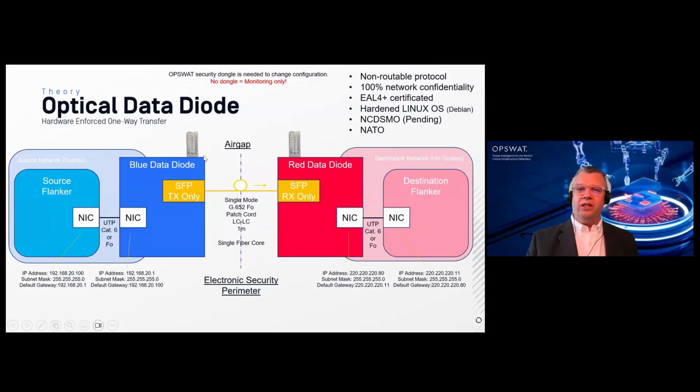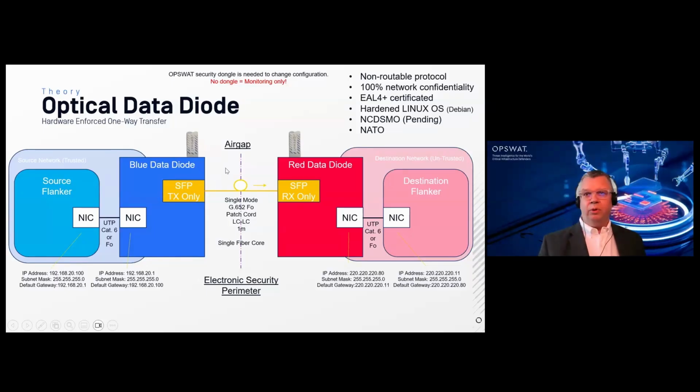Now, if you want to change the configuration of these data diode servers, there is a third method you need to add, which is the security dongle. So when the security dongle is in the system, you can reconfigure the configuration. If the dongle is not there, then we are in monitoring only mode. So it's important to have 3-factor authentication.